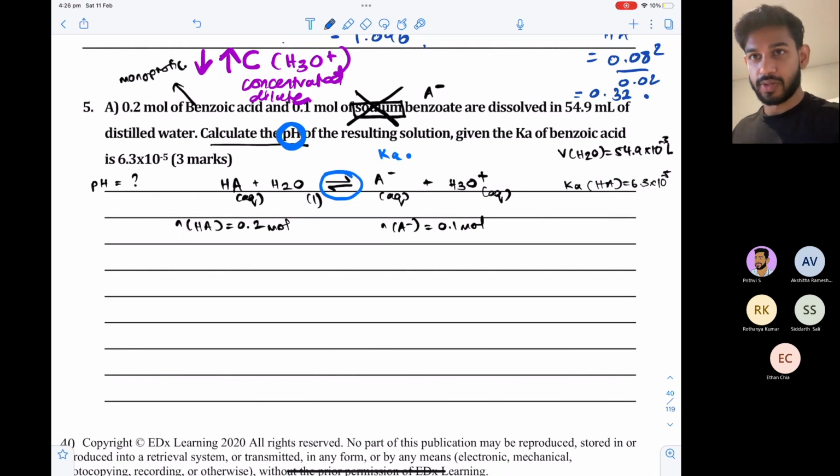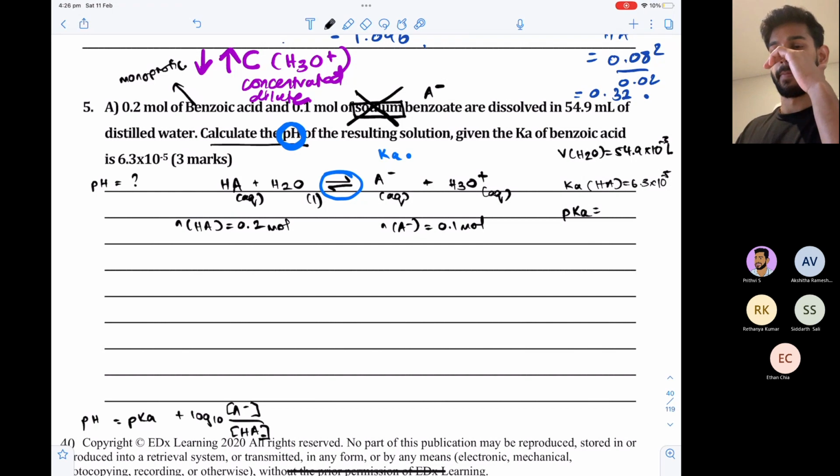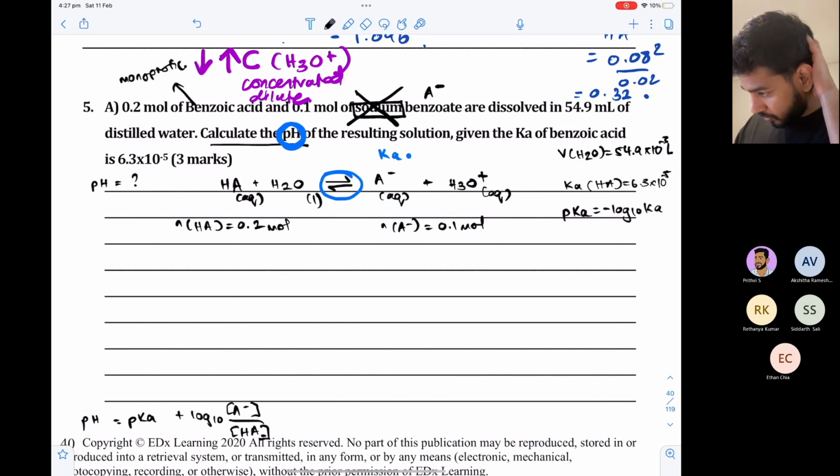So that's it, right? So use a Henderson-Hasselbalch equation. Before that, write down the Henderson-Hasselbalch equation. pH is equal to pKa plus log 10 of the concentration of A minus divided by the concentration of HA. So let's find pKa. Ethan, what's the formula for pKa? The pKa formula is negative log 10 of Ka. Good. So that's negative log 10 of 6.3 times 10 to the power of negative 5.